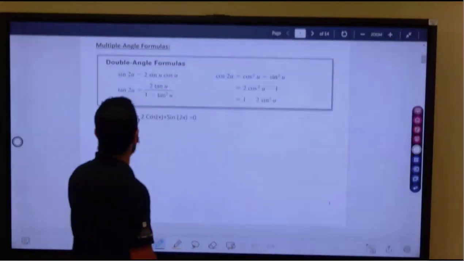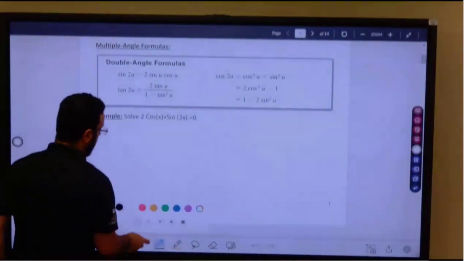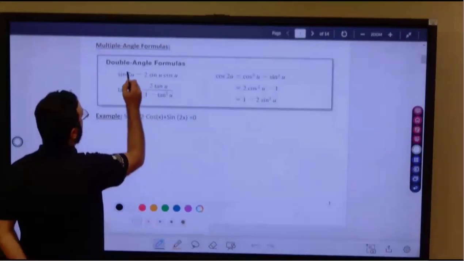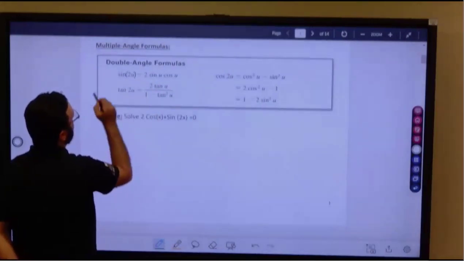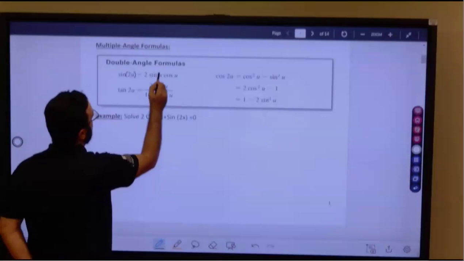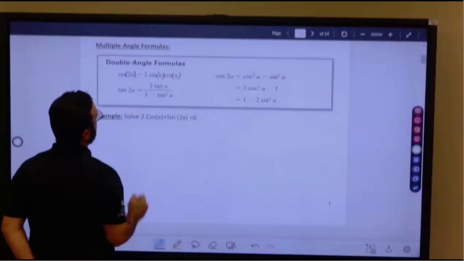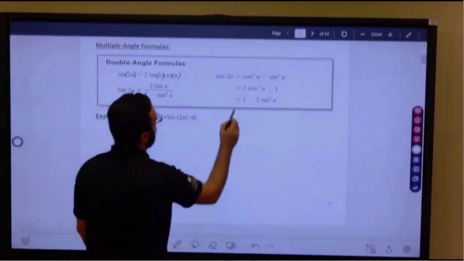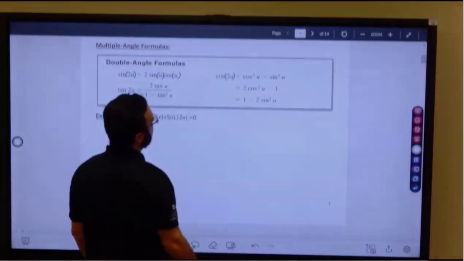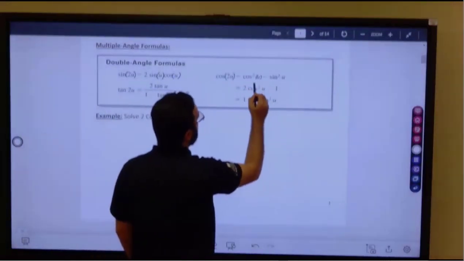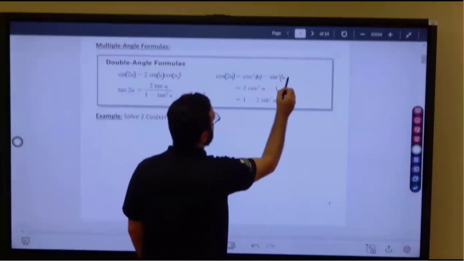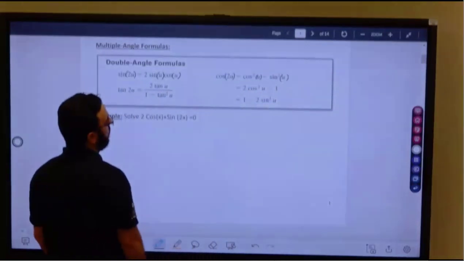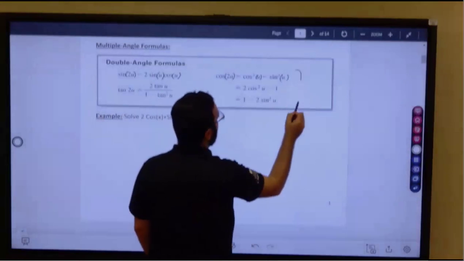Let's check the multiple angle formulas, and be careful with the angles. It's 2u, that's why they're double angle formulas. Here, sine 2u is going to be 2 sine u cosine u. And cosine 2u is going to be cosine squared u minus sine squared u. So with the cosine, we have three formulas.